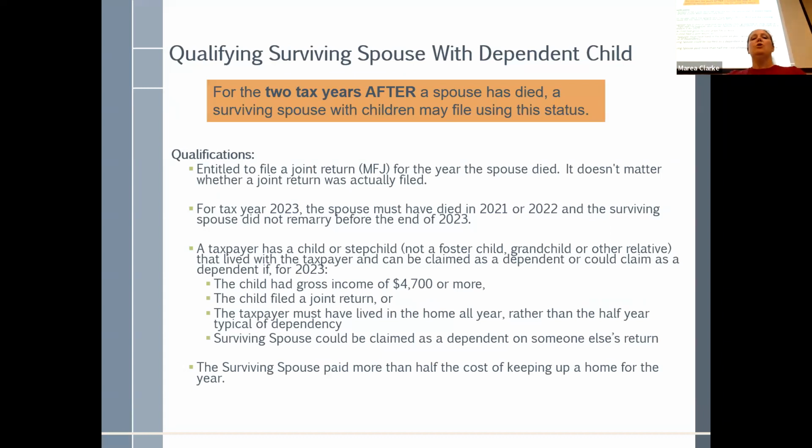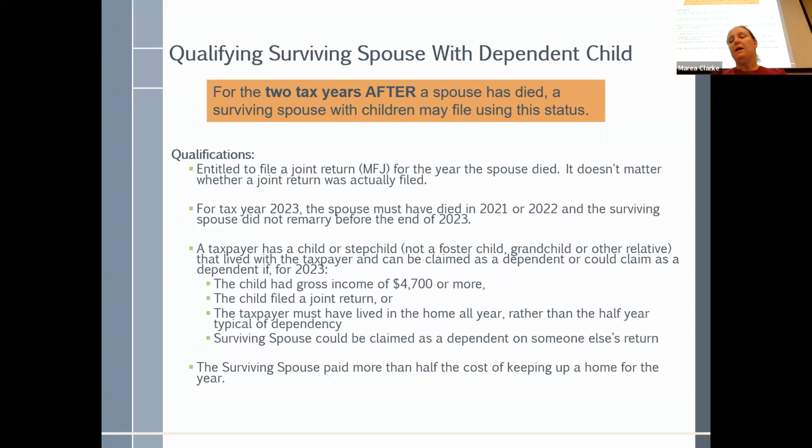All right. So for the first 2 years after a spouse has died, the surviving spouse who has children may use a qualifying surviving spouse status. To be able to do this, they had to be eligible to file a joint return, even if they didn't file a joint return. They cannot have remarried, and they must have a child that lives with them that they could claim as a dependent, or if they don't claim as a dependent, that they at least had gross income of $4,700 or more because they filed a joint return, or they lived in the home all year rather than just half of the year.